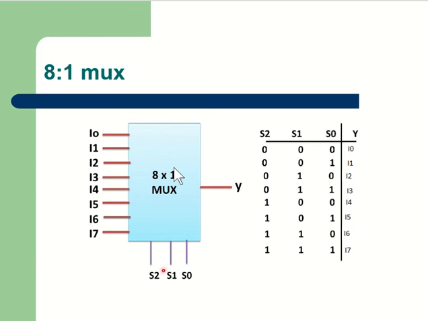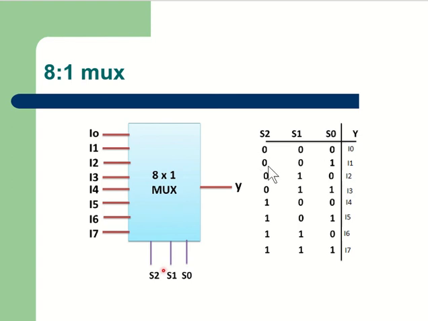As in the case of a 2 is to 1 mux, as well as a 4 is to 1 mux, once again, depending upon the select lines S0, S1 and S2, one of the inputs will be connected to output line Y. As shown in this truth table, in the first case, S2 is 0, S1 is 0, S0 is 0, that is all three variables are 0, the first line I0 will be connected to the output. So output Y is nothing but I0.